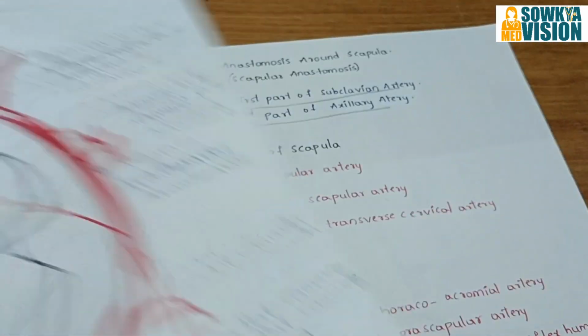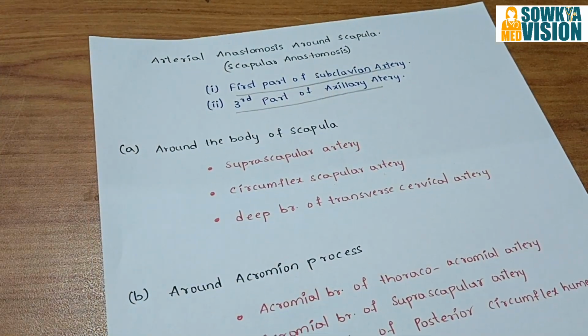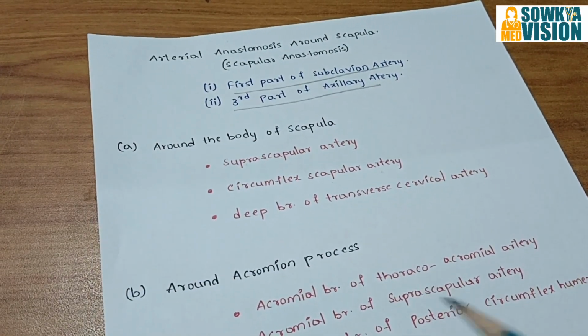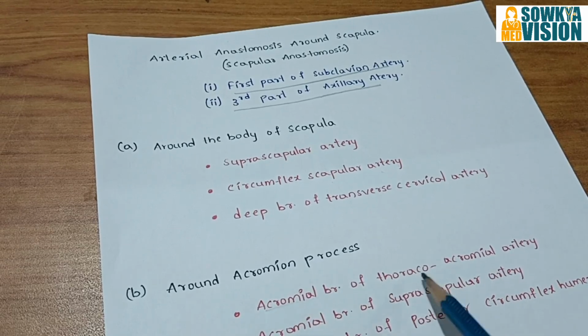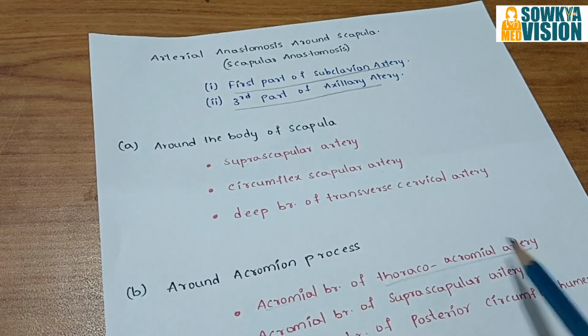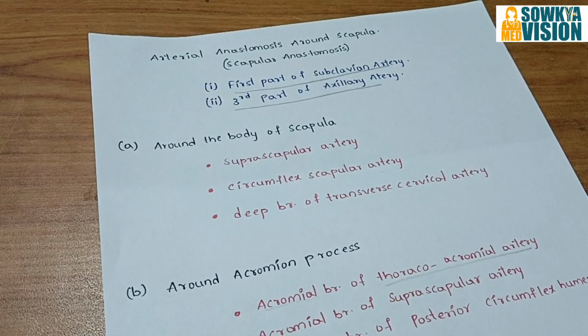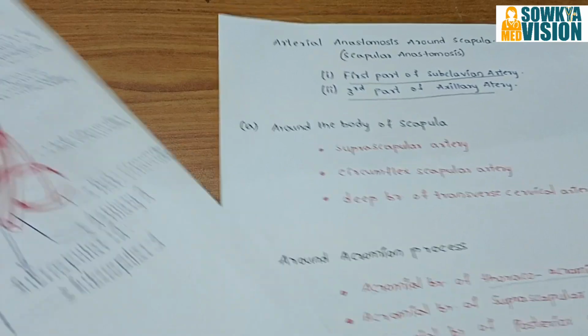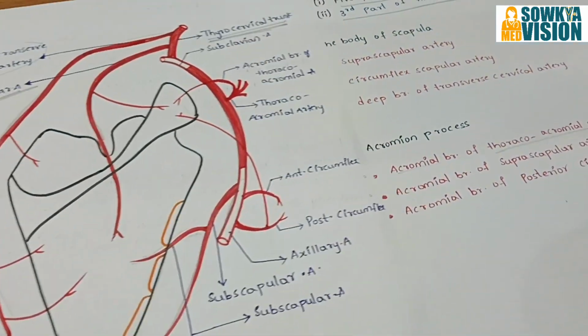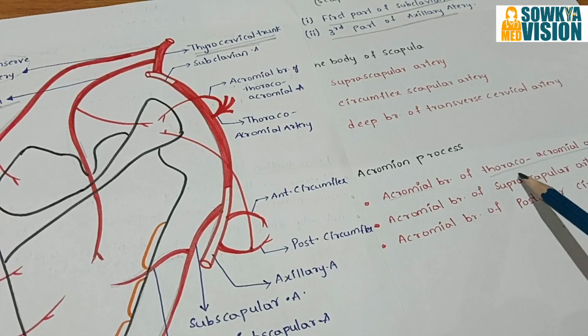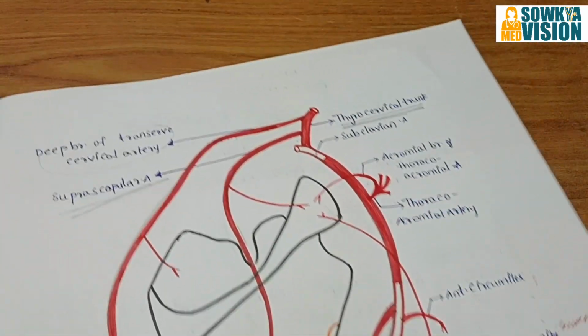And what are the arteries around the acromion process of the scapula? There are also three arteries: the acromial branch of the thoracoacromial artery, the acromial branch of the suprascapular artery, and the acromial branch of the posterior circumflex humeral artery. Let's see in the diagram. What is the first artery? The acromial branch of the thoracoacromial artery.